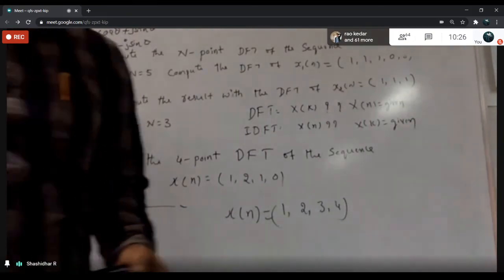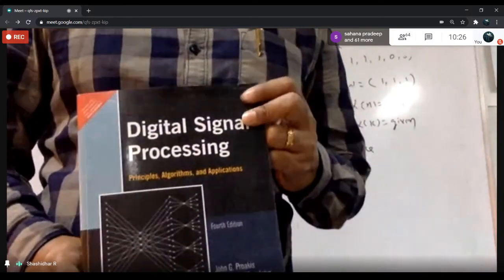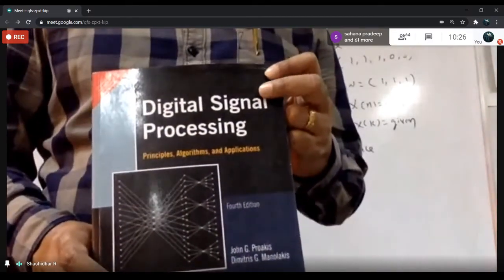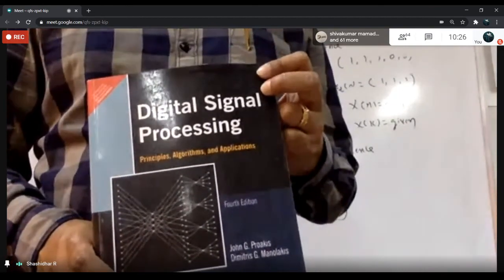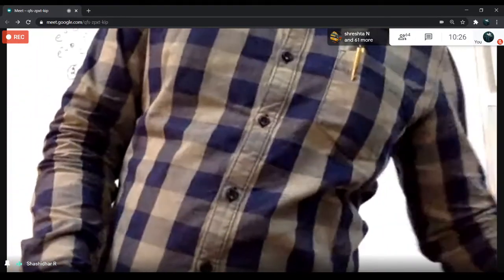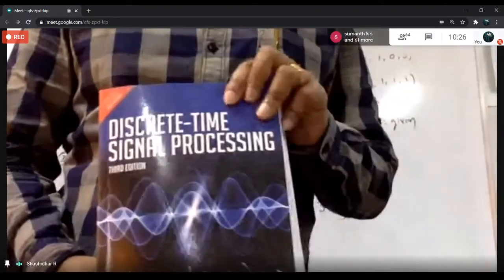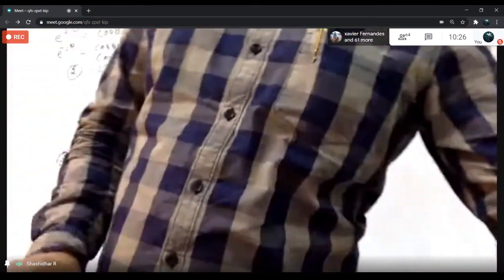And then you refer to this book, Kandappa. See, this is one of the books I am referring to. This is the book Digital Signal Processing by ProKeys. This is the prescribed book. Another book, this is also a prescribed book. This is Discrete Time Signal Processing.